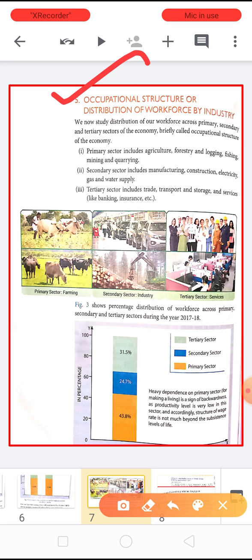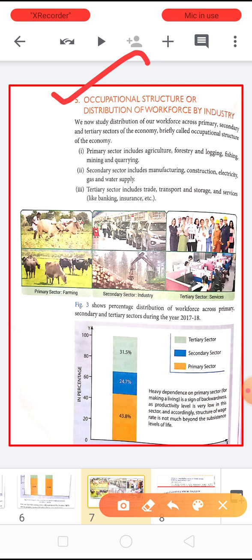Now, children, the next topic: the occupational structure and the distribution of workforce by industry. Children, we now study the distribution of the workforce across the primary, secondary, and tertiary sectors of the economy, which is briefly called the occupational structure of the economy. As we all know, the primary sector includes agriculture, forestry, logging, fishing, mining, and quarrying, whereas the secondary sector includes manufacturing, construction, electricity, gas, and water supply, whereas the tertiary sector, which is the third sector of an economy, includes trade, transport, storage, and services like banking and insurance.